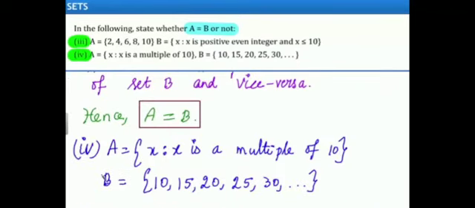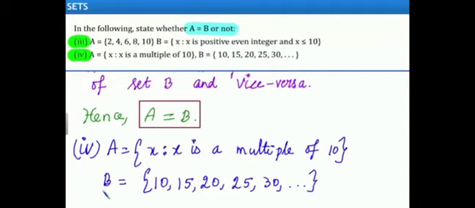Now move on to question number 4. Here A is equal to {x, where x is a multiple of 10} and B is equal to {10, 15, 20, 25, 30, up to infinite}. So A is in set builder form, so you have to convert A into roster form. B is already in roster form, right?